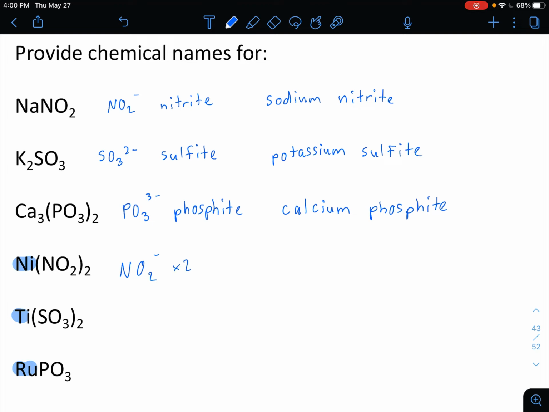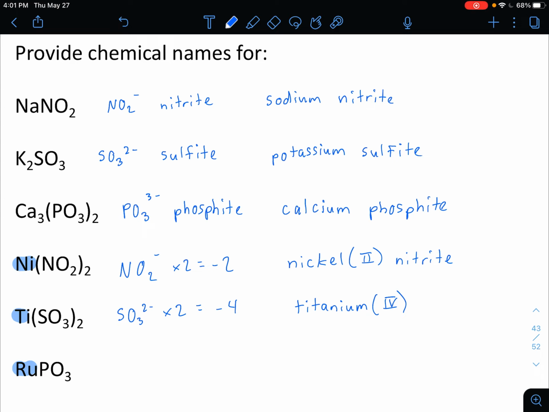NO2 is -1. There's 2 of them, so that's a total negative charge of -2. So the nickel needs to cover that, so it'll be nickel 2 nitrite. Now I've got SO3 2 minus sulfite, and there's 2 of them, so that's -4 overall. So that titanium needs to cover that -4, so it'll be titanium 4, and again, III or IV, fine, sulfite.